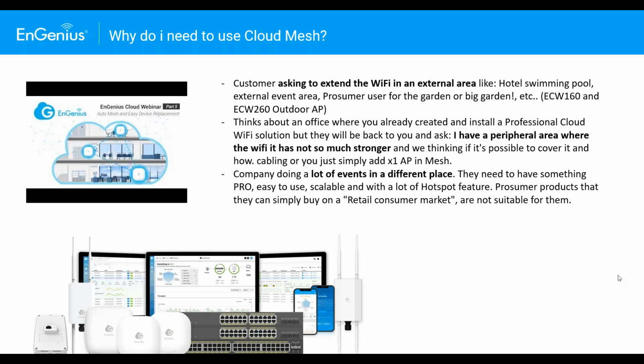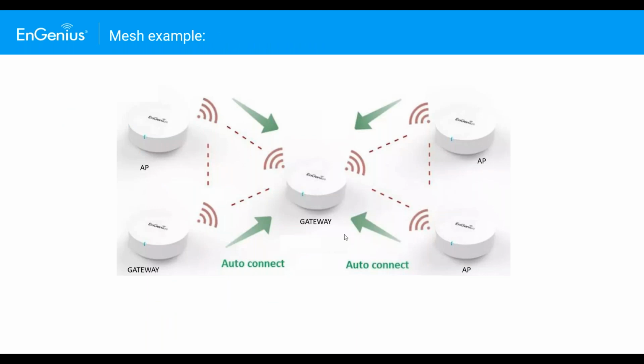Okay, so basically the mesh works like this. You will have a minimum of one access point acting as a root, minimum one. In our cloud we call it gateway. And then there are the satellites that make a connection to the gateway. It's an automatic protocol, so it will decide automatically which is the best route for the packets.